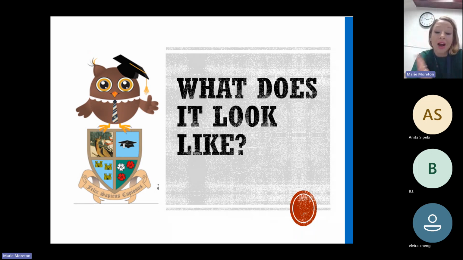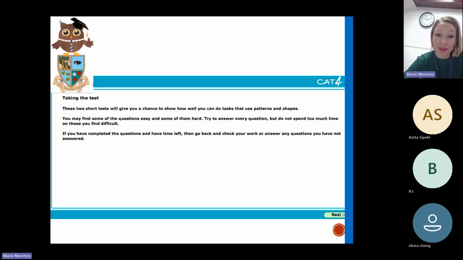So when your child opens their computer, this is what they will see. It tells them there are 2 short tests which split into 4 parts, hence CAT4. And it tells you that it gives us different information about 4 different areas. So it actually stands for a cognitive ability test with 4 areas. And so it is things like verbal ability, quantitative ability, non-verbal ability, and spatial ability.